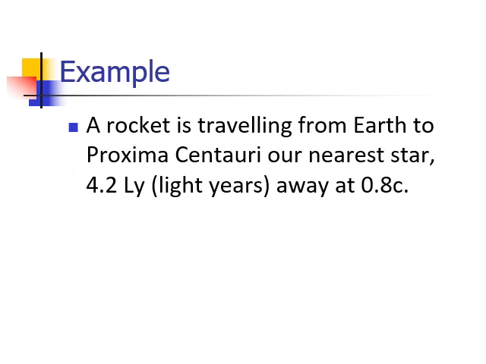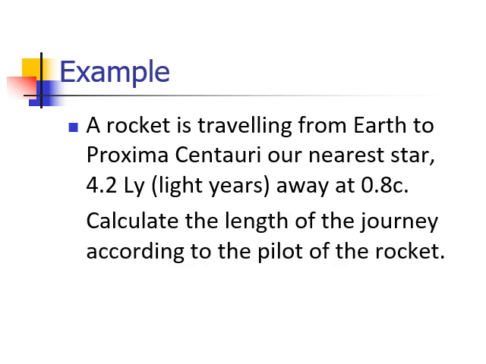So if we've got a rocket that is traveling from Earth to our second closest star, Proxima Centauri, which is 4.2 light years away, and we managed to be able to travel at 0.8 times the speed of light, we can calculate the length of the journey according to the pilot of the rocket.